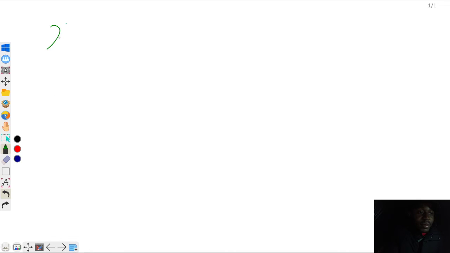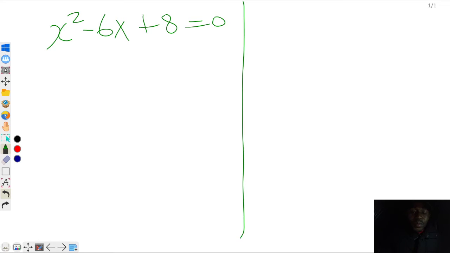We have x squared minus 6x plus 8 is equal to 0. All right, so this is very easy. That is why it is allocated only 3 marks. So there is nothing fancy on this. This is a basic quadratic equation. Everything looks nice and clean. Everything is in standard form.